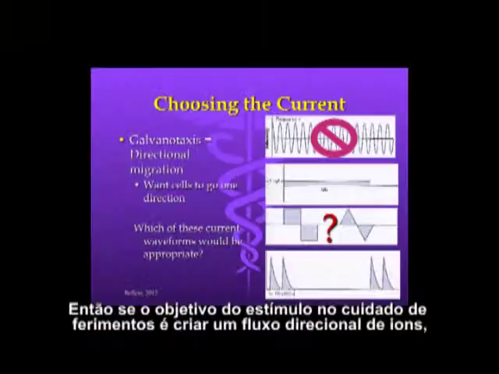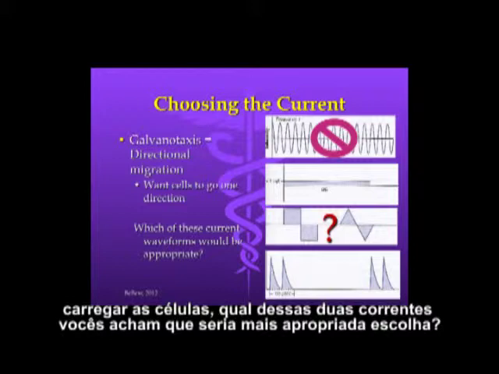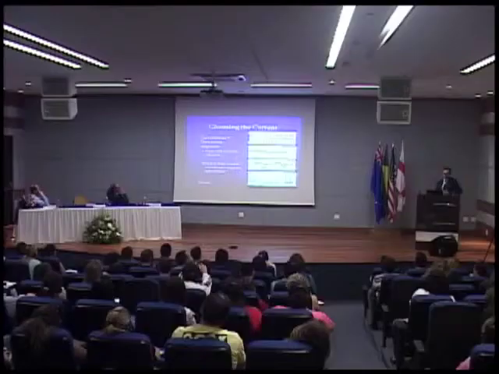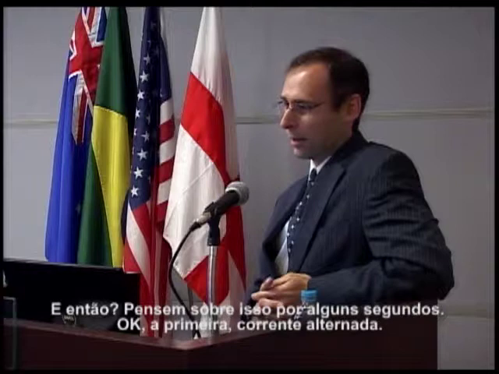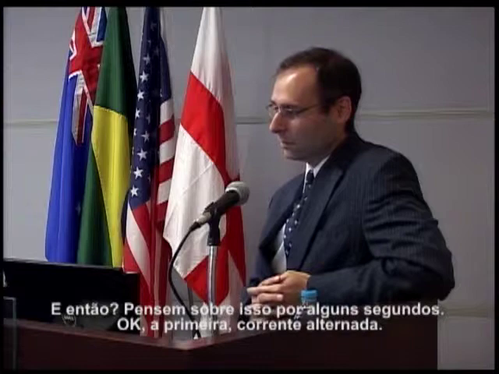So if the goal of e-stim in wound care is to create a directional flow of ions and charged cells, which of these currents do you think would be the most appropriate choices? So remember, galvanotaxis, we want a directional migration. We want that to go in one direction. So let you think about it for a second.